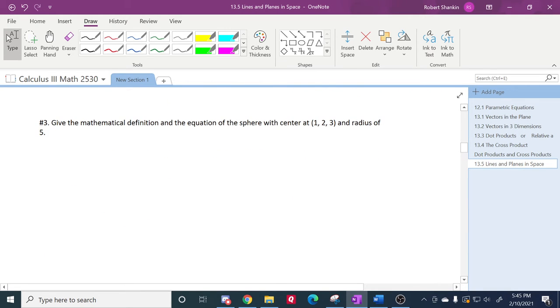Number 3, give the mathematical definition and the equation of the sphere. So give both a mathematical definition of the sphere and the equation of the sphere with center at 1, 2, 3 and radius of 5.